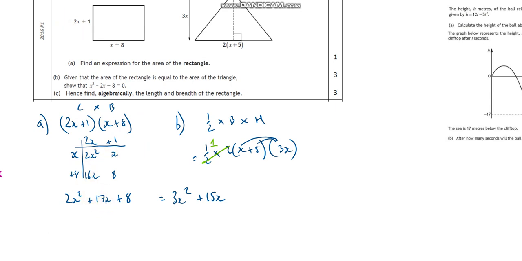So take away 2x squared from both sides. So I'm going to end up with 17x plus 8 is equal to just x squared. Take away the 17x from both sides. So I'm going to end up with x squared take away 2x, and then take away 8. So x squared take away 2x, take away 8. And very nicely, you know you've got it right because you've got this bit here. Hence, algebraically find the length and breadth.